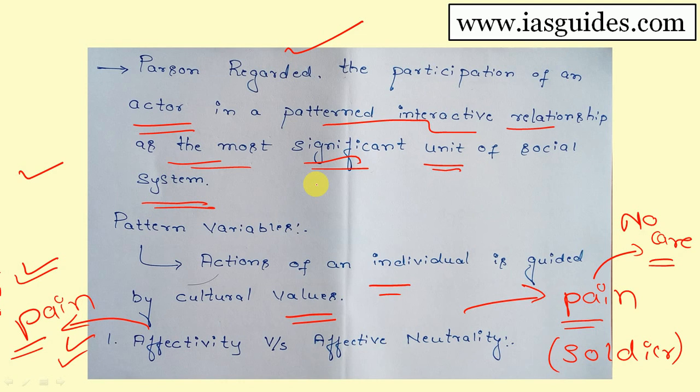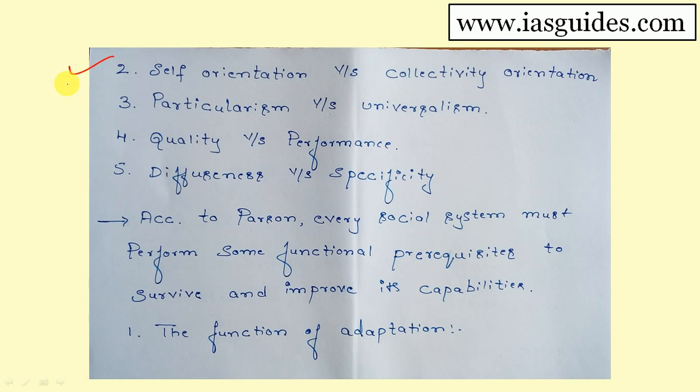Getting? And when it comes to the second action in the pattern variables given by Talcott Parsons, it is self-oriented action and collectivity-oriented action. Self-oriented means some kind of private interest. Collectivity-oriented means some kind of collective interest. That is what is known as the private versus collective interest dilemma. Self-oriented means the actor is always interested in having his own private profit. He will think about himself. That's it. Whatever happens to anyone, he does not care. That is what is known as self-oriented.